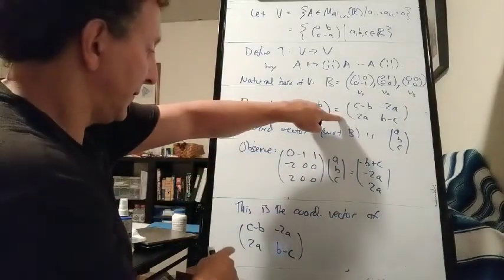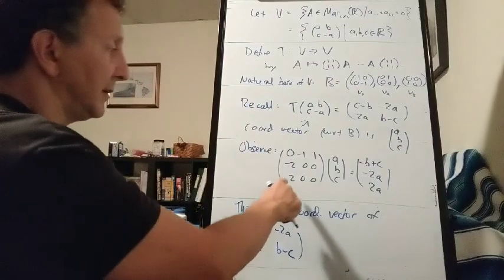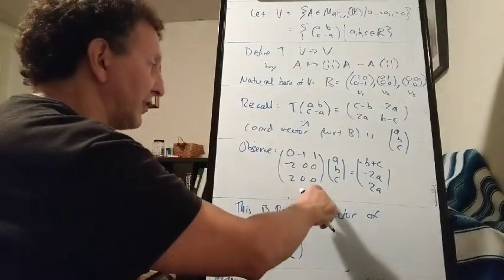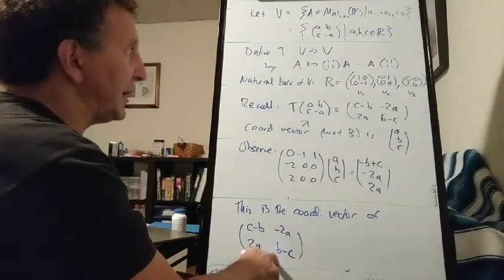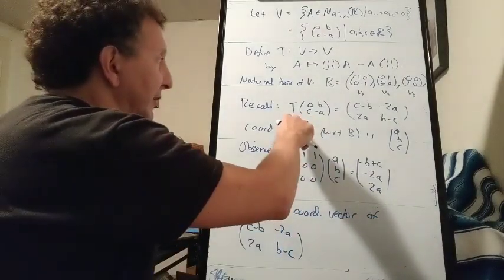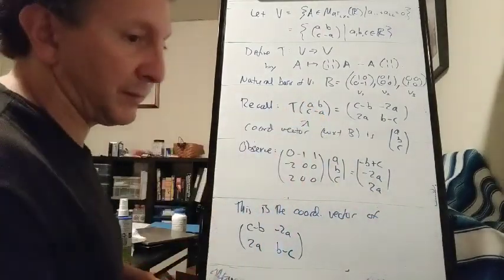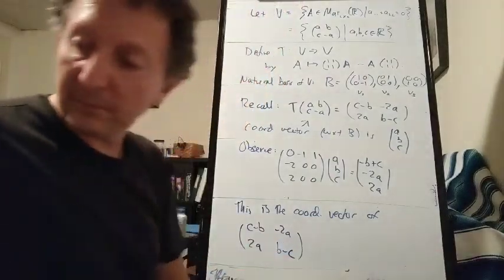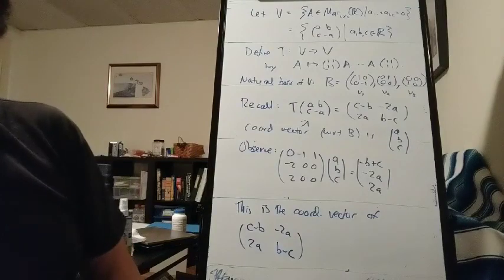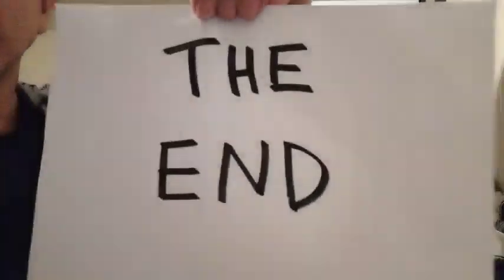And sure enough, this matches. So left multiplying by the matrix of the transformation gives us a coordinate vector corresponding to the same matrix that we get by applying the transformation directly to the matrix. The end.